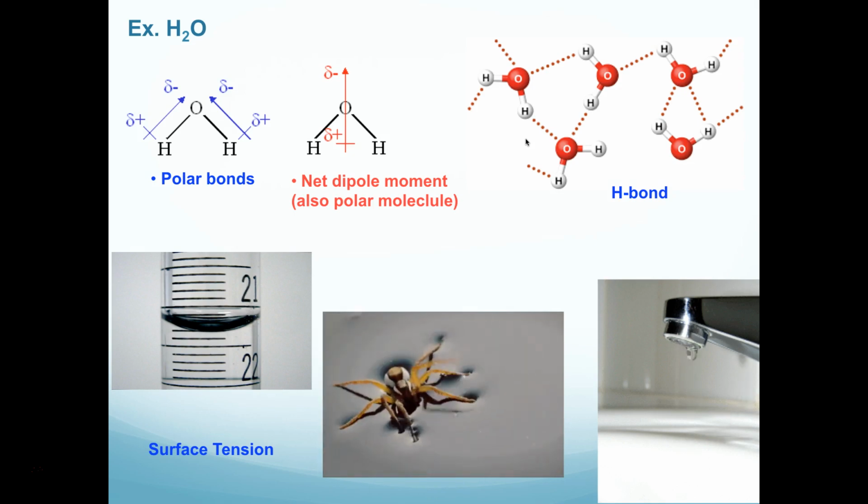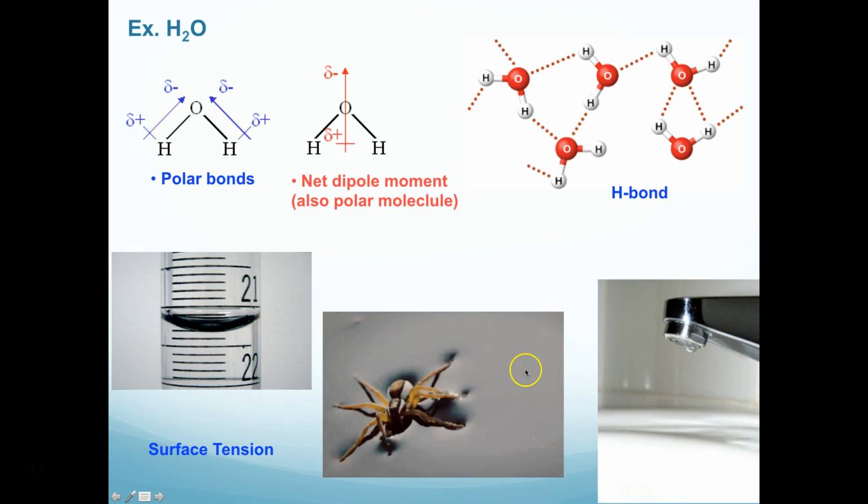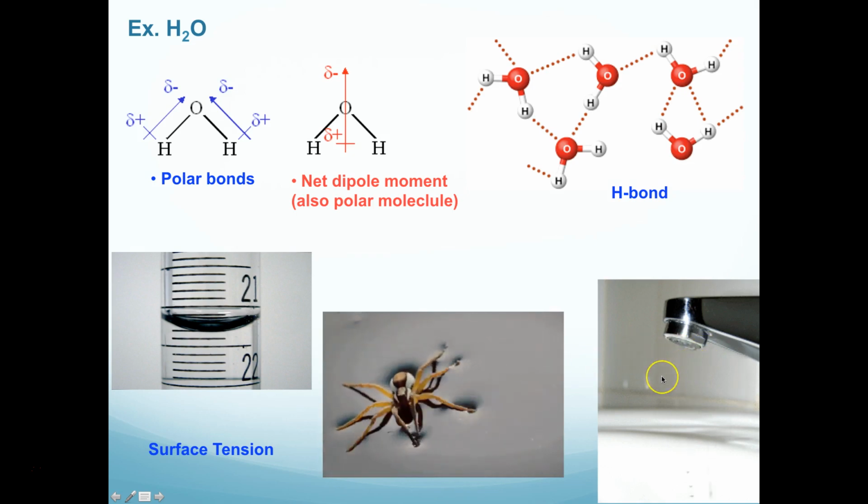So the first thing is surface tension. And surface tension, which hydrogen bonding is involved in, is responsible for all these different things. So why we have a meniscus here when we look at something like a graduated cylinder, why a water spider can walk across water, and why drops coming out of the faucet have the shape that they do.